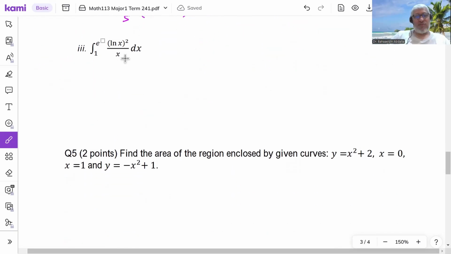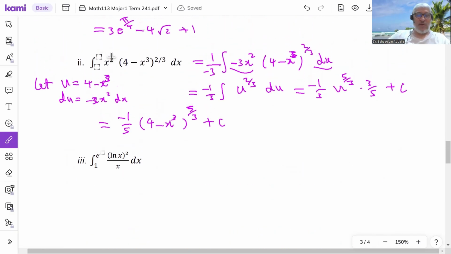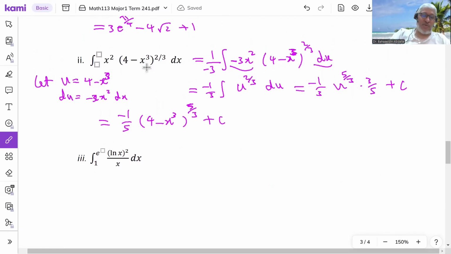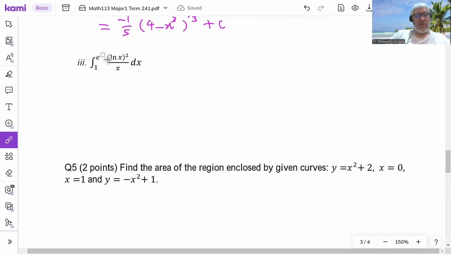Also here I have division, quotient, and I cannot distribute the integral if I have quotient. So there is no direct formula to evaluate this. So I need to do something. I have integral by substitution. Well, I need a function to call u, and the derivative should be outside. I have ln x to the power 2. So this is in fact similar to this because whenever you have something to some power, you need to think of this as u. So I need to think of ln x as u.